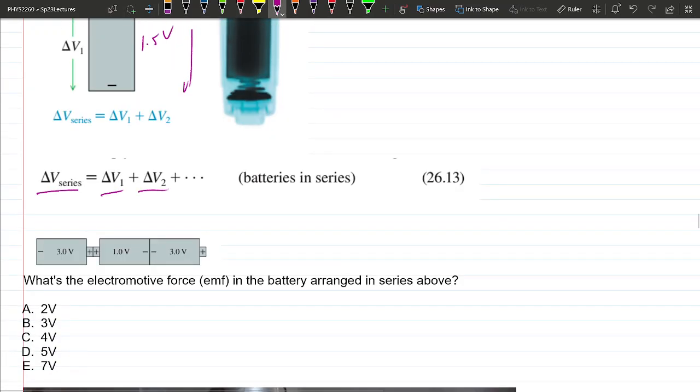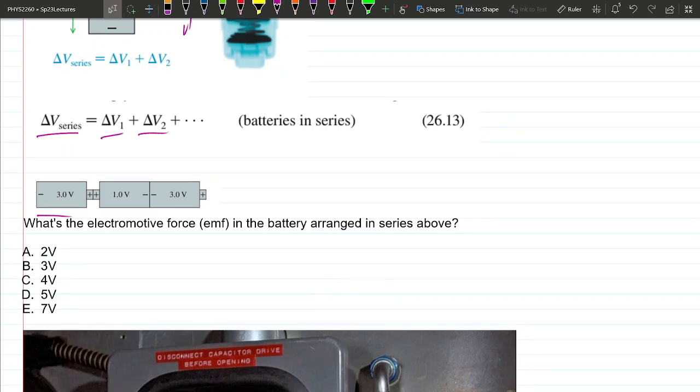What if I arrange my batteries this way? This is just another poll question. We can do a raise of hands. What if I arrange my batteries this way, where I have a 3-volt battery pointing to the right, a 1-volt battery pointing to the left, and then another 3-volt battery pointing to the right? What is the electromotive force provided by this entire series of batteries? Give it maybe 10 seconds for people to figure out what the number should be.